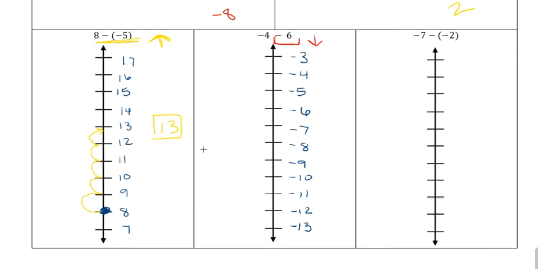Okay, my starting point is at negative 4. And again, I'm going away from the positives. I'm going 6 away from the positives. Positives would be going up, so I need to go 6 down. 1, 2, 3, 4, 5, 6. So I end up at negative 10.